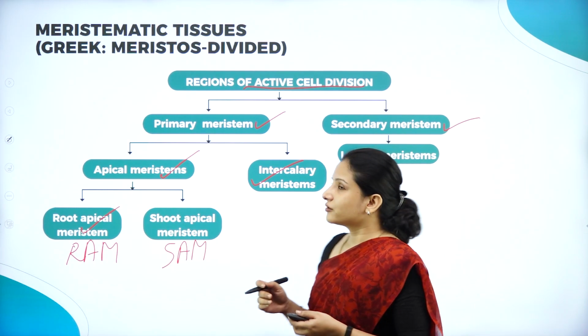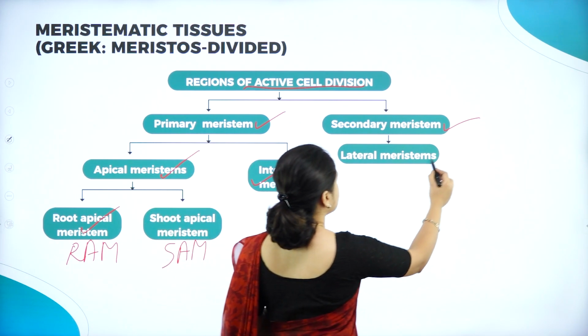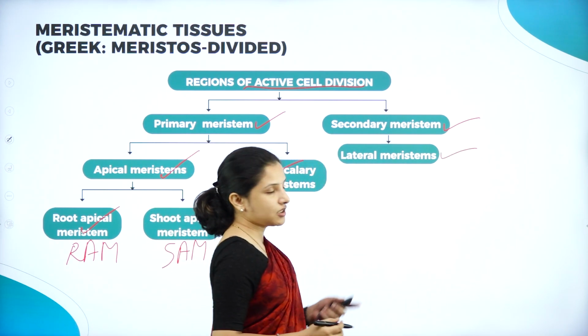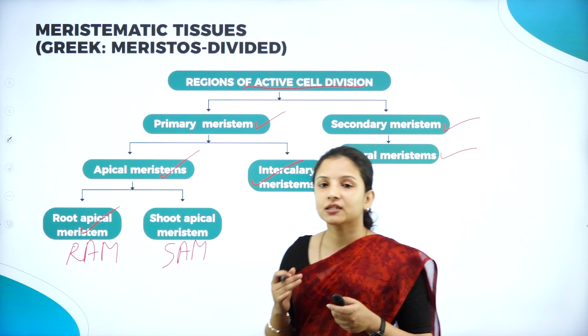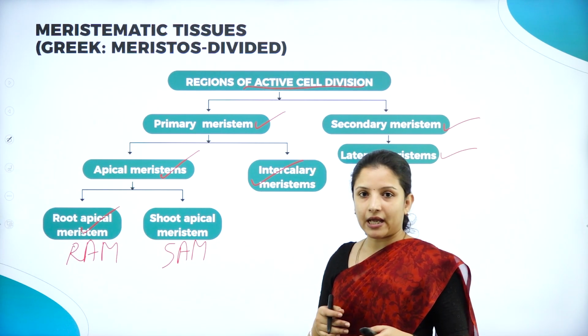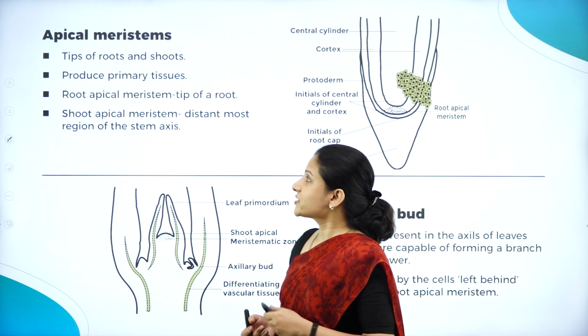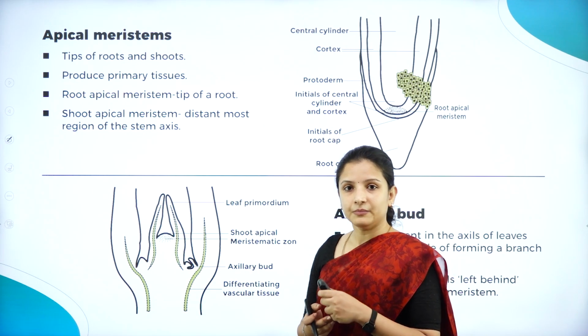And next, moving on to the secondary meristem. The secondary meristem is divided into lateral meristem. So these are the different types of meristematic tissues that are present in a plant when it comes to the root and the stem. Next, we shall study about the apical meristem.